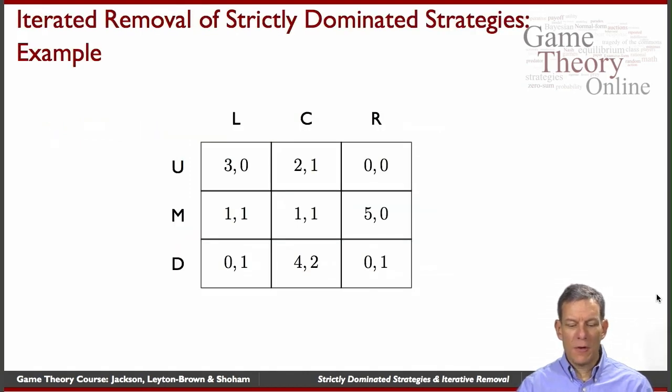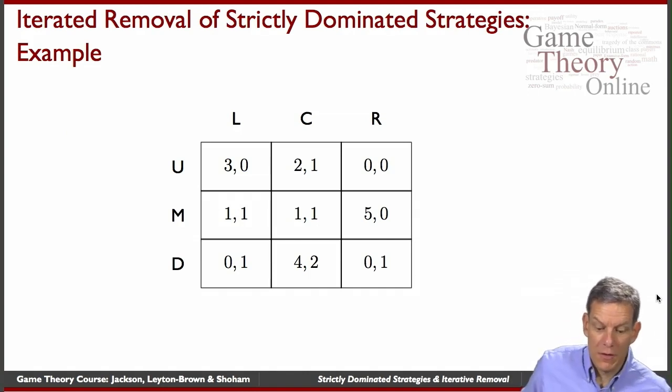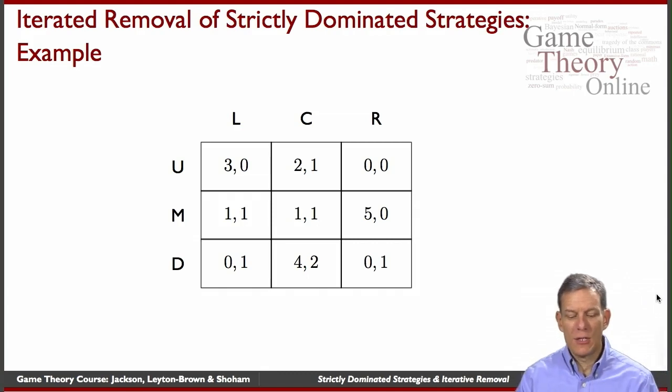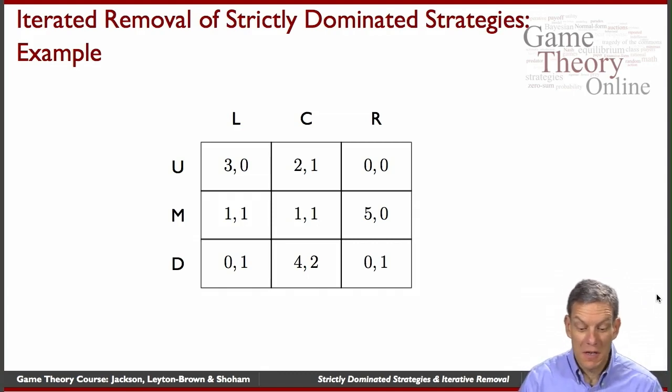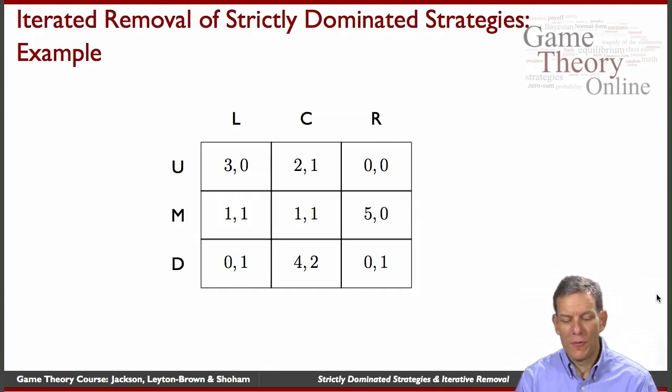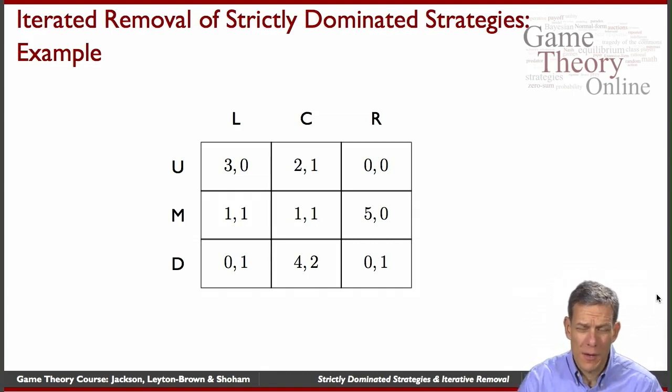Okay, so let's have an idea now of iterated removal of strictly dominated strategies. So here's a game, a 3x3 game. It's got a bunch of different payoffs in it. We look at it and begin to think, okay, let's suppose you want to find the Nash equilibrium in this game. Well, it gets a little complicated because, if you're thinking about mixed strategies or pure, you have to consider all the possible combinations.